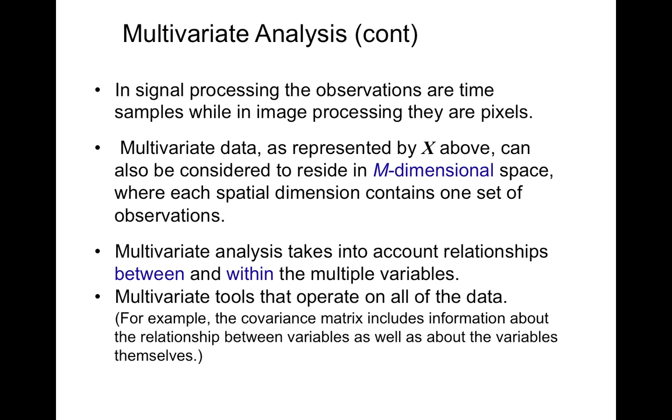Multivariate analysis also takes into account relationships between and within the multiple variables. So you can look at how a variable is developing as a function of observation. You can look at how another variable is developing as a function of observation time, and then you can compare the relationship between the 2 variables. Multivariate tools operate on all of the data. So, for example, the covariance matrix includes information about the relationship between variables as well as about the variables themselves.